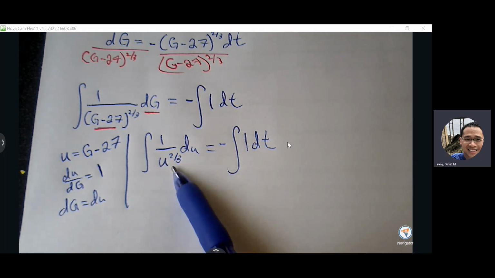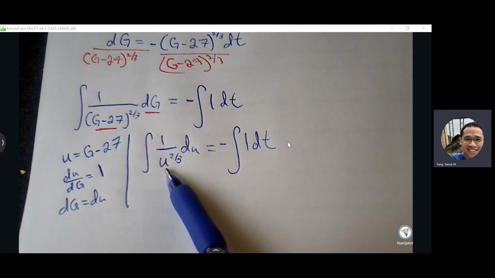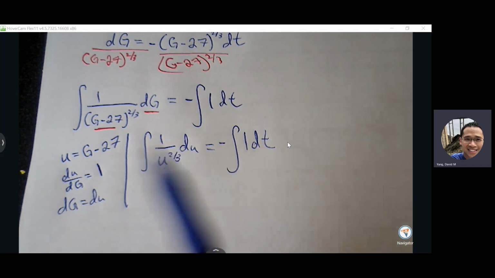Power rule or natural log? Good, power rule, right? I know that U in the denominator is tempting you to go through natural log, but this is not an exponent of 1. That's a different exponent. We got to bring it up. We got to go through power rule.